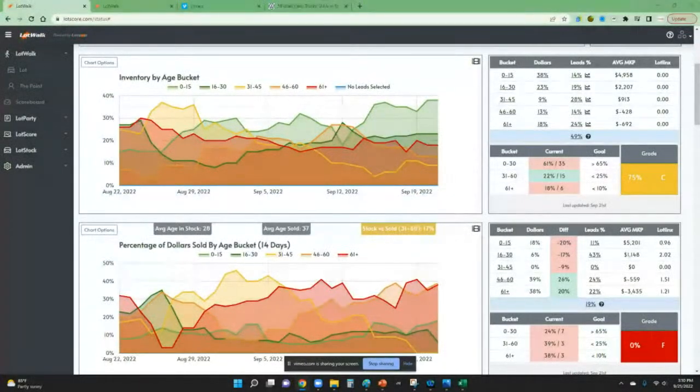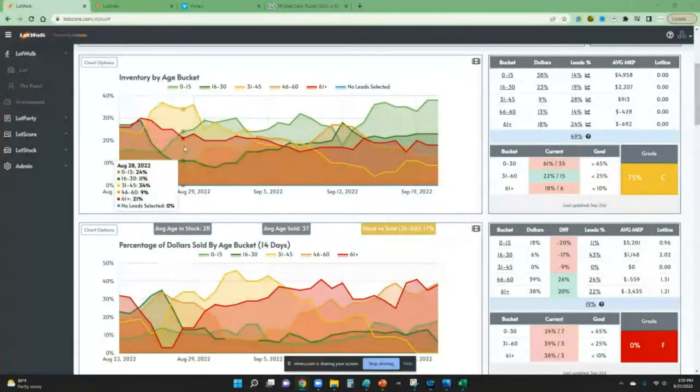I've got Facebook open over here too, if you want to comment. You can go in your inventory management tool, vAuto, VinQ, Max Digital, and see what I'm showing you here. You can see what percentage of your dollars are sitting by age bucket: 0 to 15, 16 to 30, 31 to 45, 46 to 60, and 60 plus. You can see that currently in your systems.